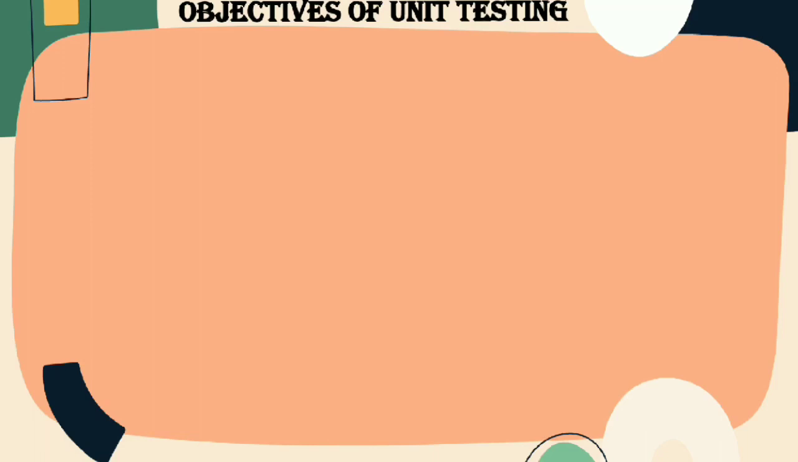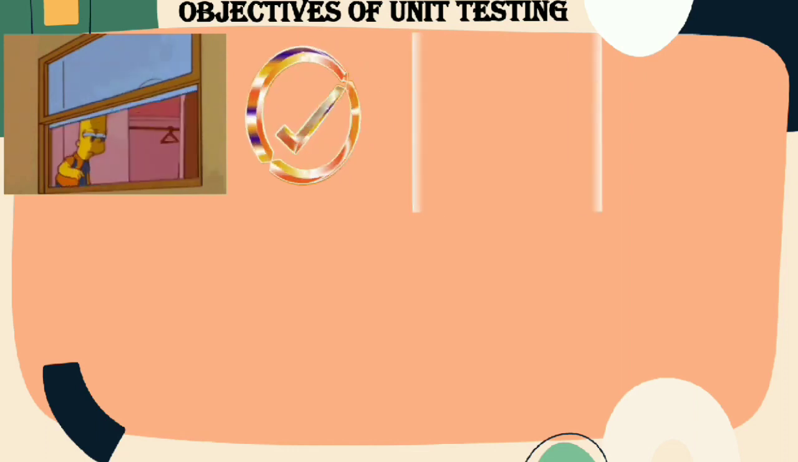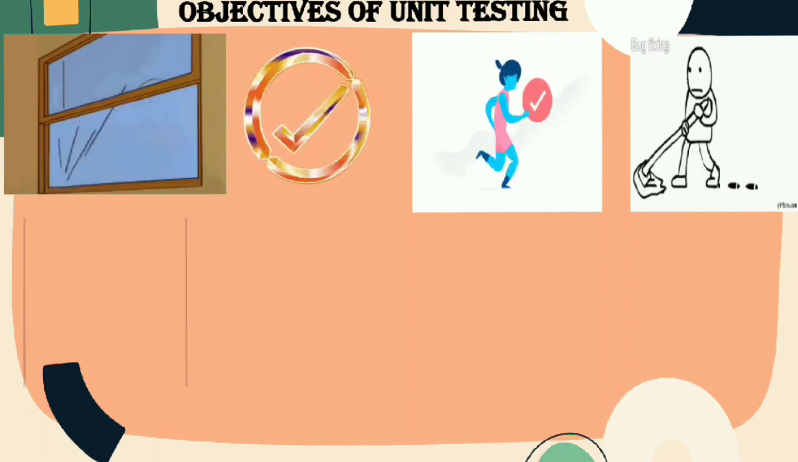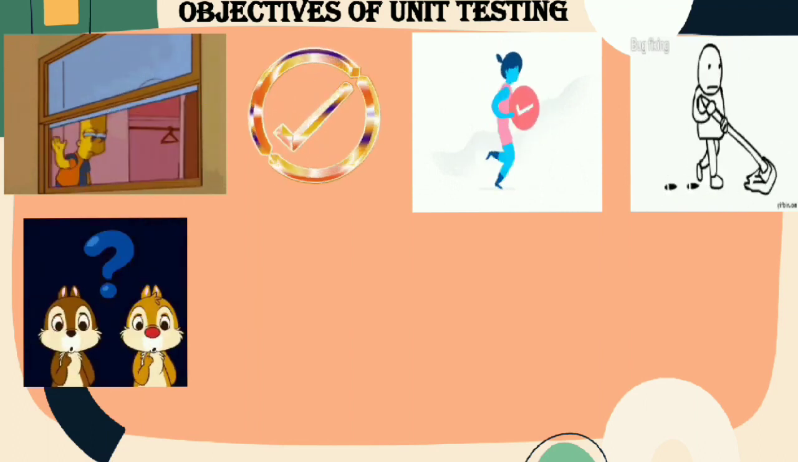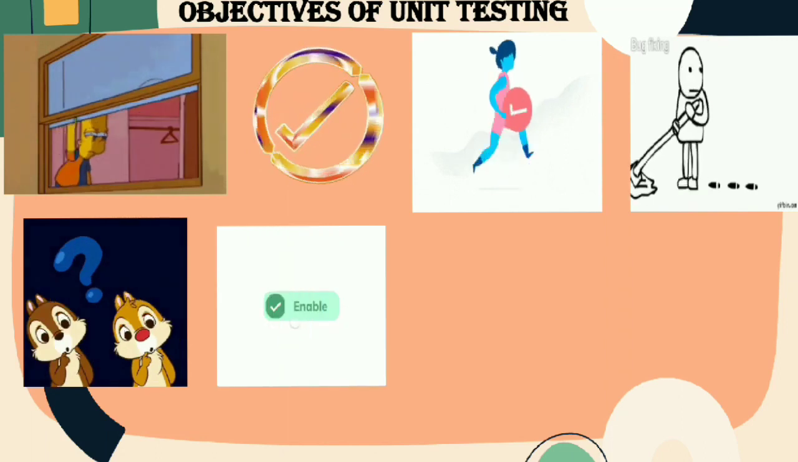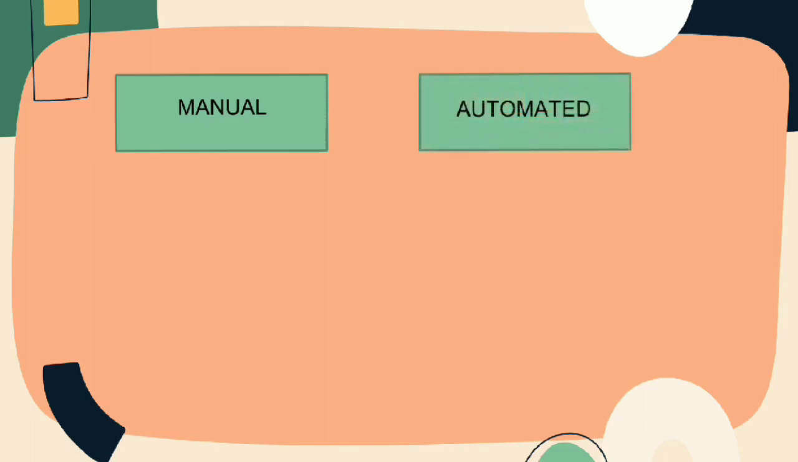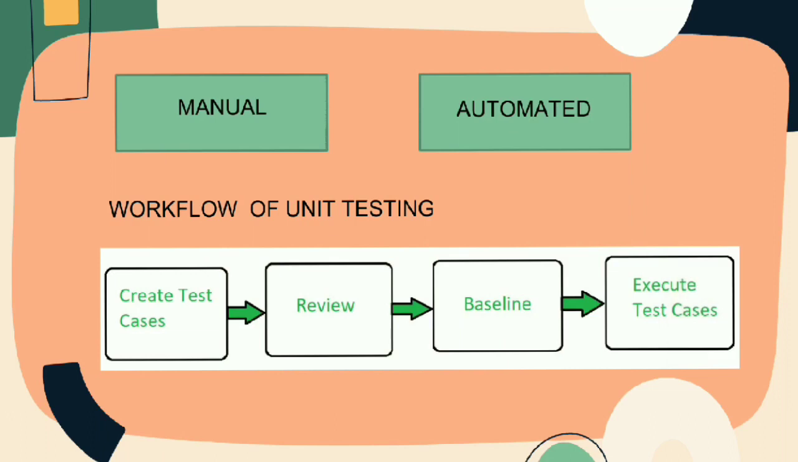Objectives of unit testing: to isolate a section of code, to verify the correctness of code, to test every function and procedure, to fix bugs early in development, and to save cost. To help the developers to understand the code base and enable them to make changes quickly. To help with code reuse. Types of unit testing. There are two types of unit testing. One is manual, another one is automated. Workflow of unit testing: first, create the test cases and review them, then baseline, then execute test cases.